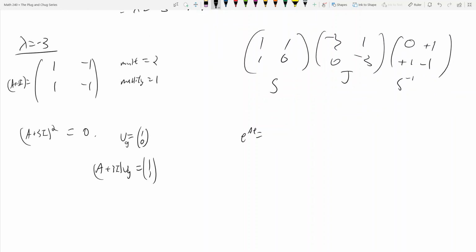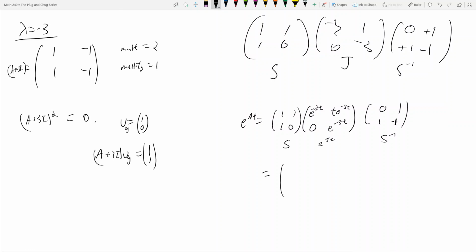And now e to the At is equal to S e to the Jt, which is e to the negative 3t, e to the negative 3t, and then t e to the negative 3t. Okay, you need to know how to do this really quickly. This is e to the Jt right here, and then S inverse. Remember, go watch the videos on Jordan Canonical Form. If you don't remember why, I can just do this quickly, or I'll explain in class why you can do this exponential really quickly. I'm pretty sure I did it in a video.